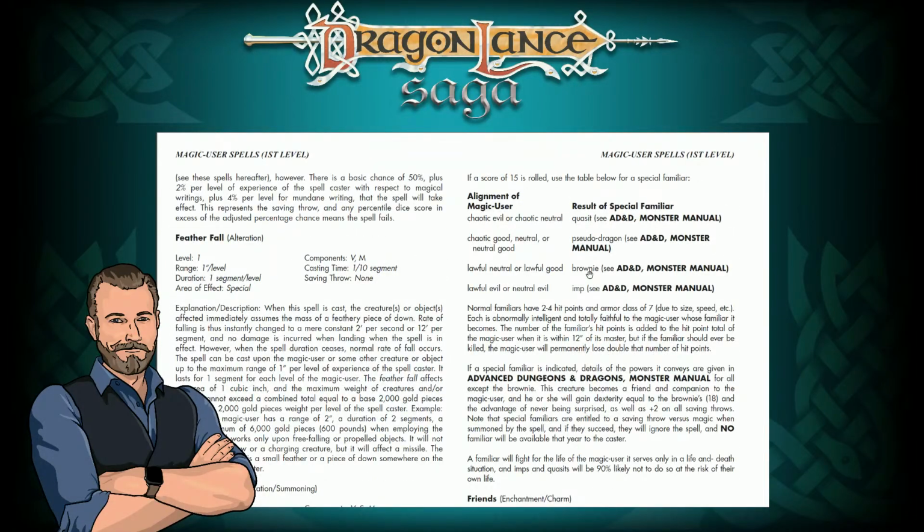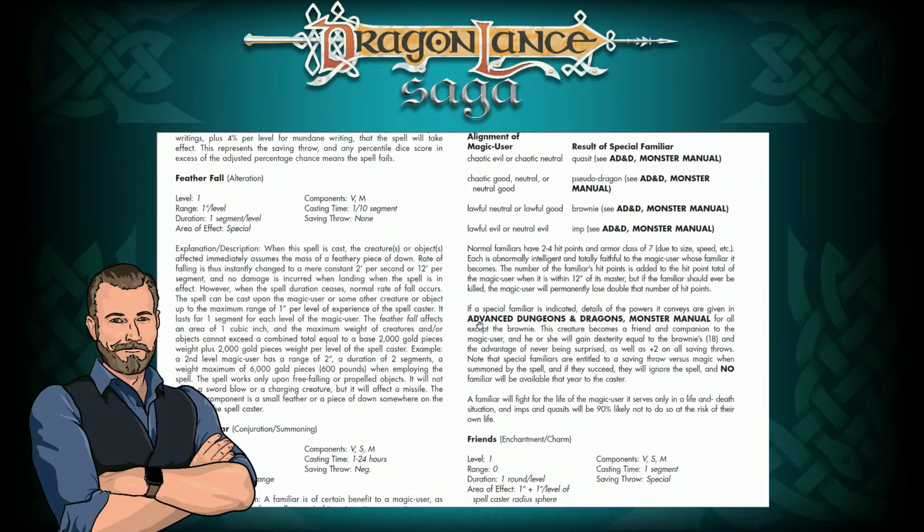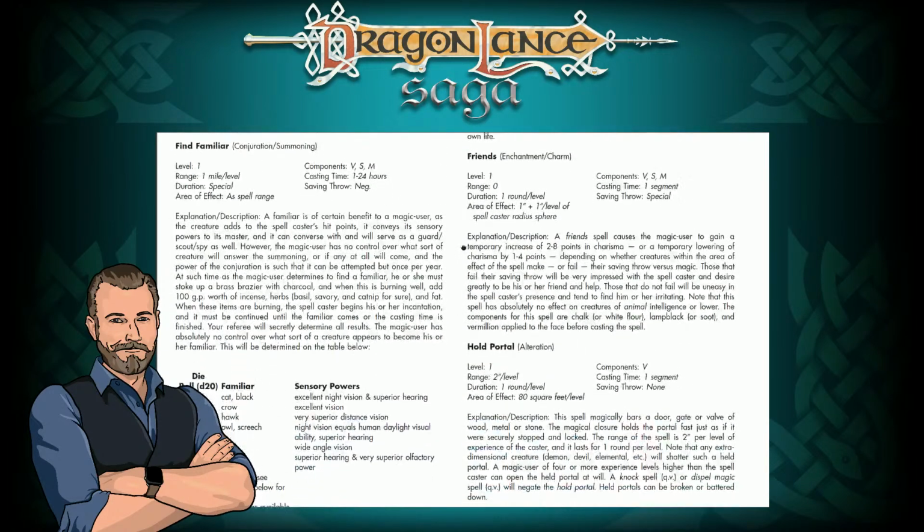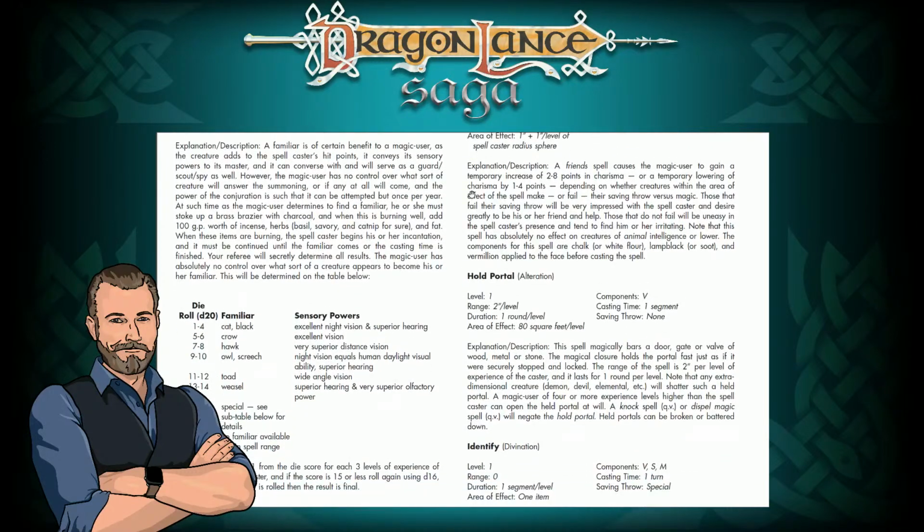Quasit, a pseudo-dragon, a brownie, or an imp. That's awesome. What would your ideal familiar be if you could have one? I mean, my real-life familiars are dogs. We have chickens too, but dogs are definitely the familiars.